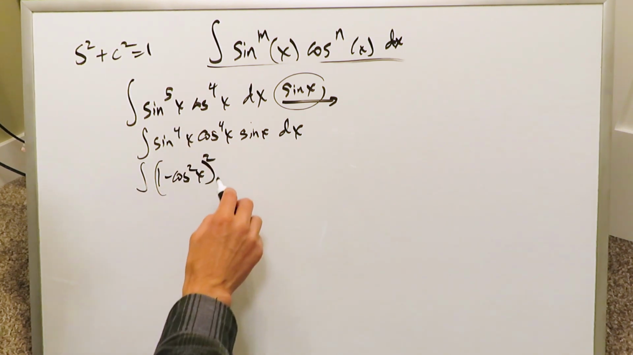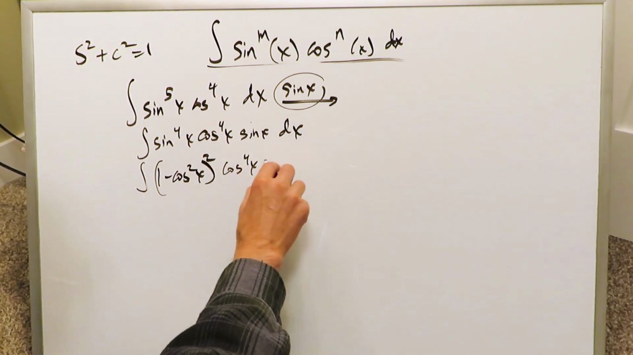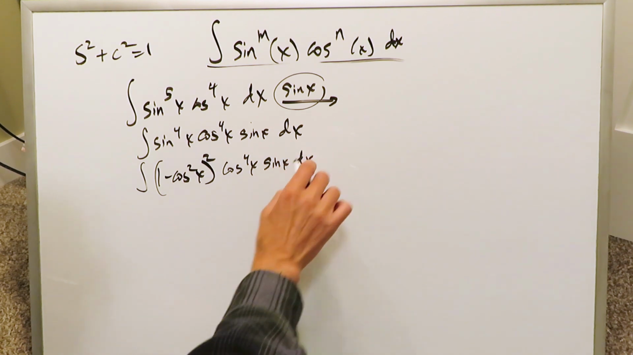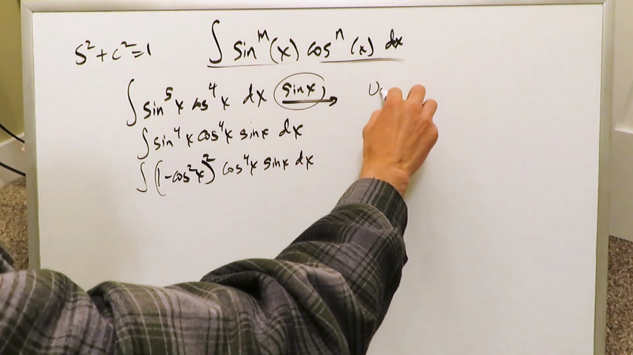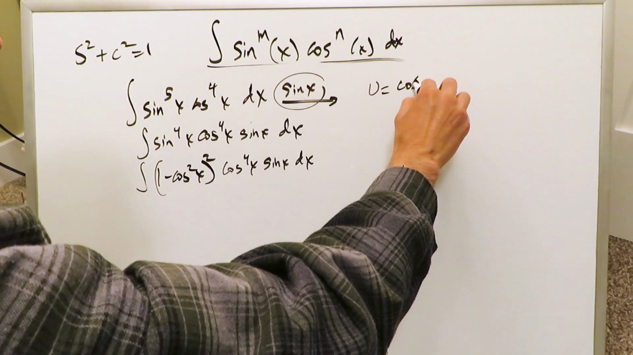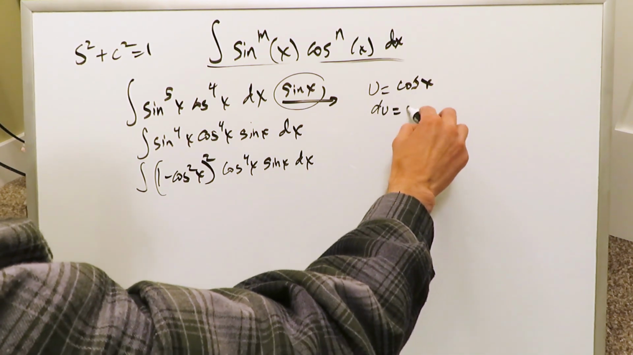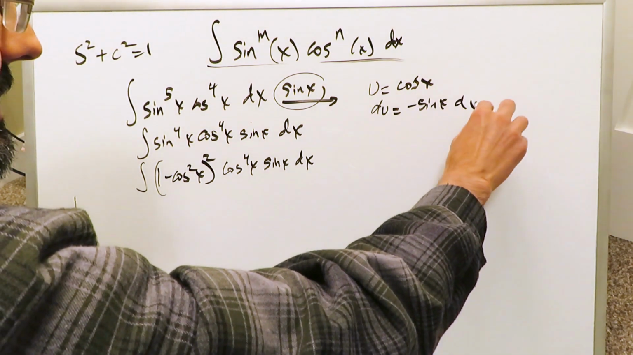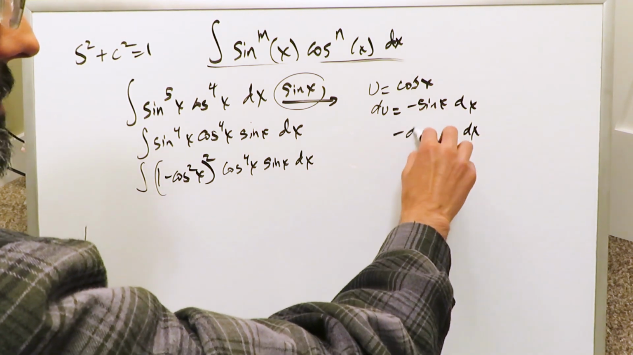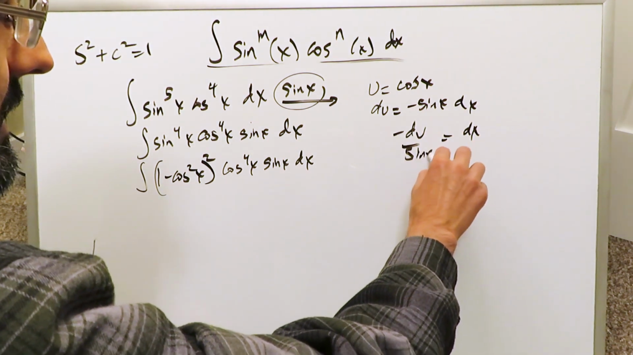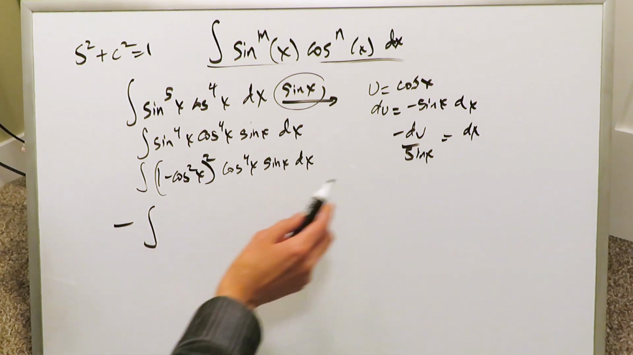It's very well equal to sine to the 4x. You have cosine to the 4x, you have sine x dx. You've got to cancel sine x, and the only way you can do that is if u is equal to cosine x, because then that derivative will bring the sine and that will easily cancel it out, and dx is equal to minus du over sine x.